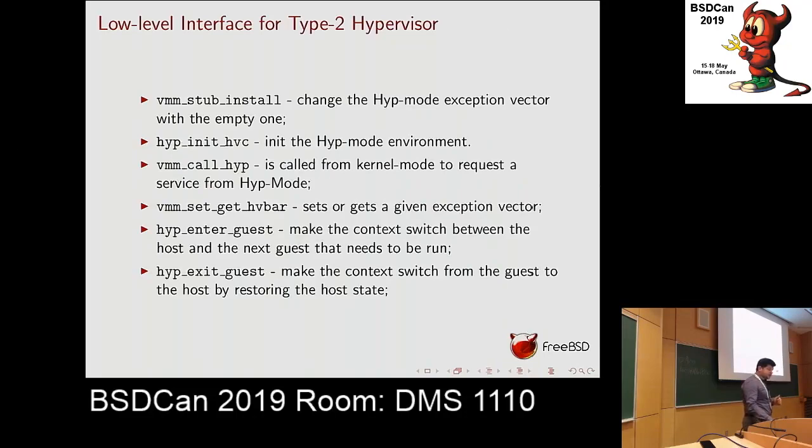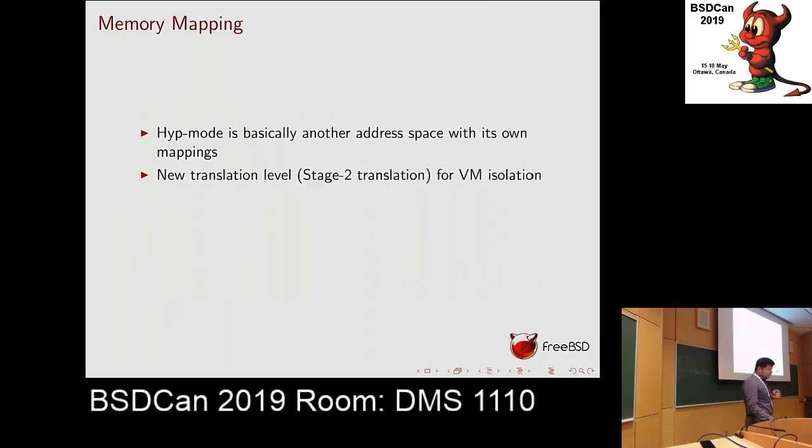Okay, so until now, we have the exception vector in place. We have a means to call the routines. We need memory in order to be able to work with the hypervisor and the guests. Memory mapping: hyp mode is another address space. So we have the kernel space, and hyp mode is another address space for which we need mappings. The problem is that the mappings are special ones, and I'll tell you about it later.